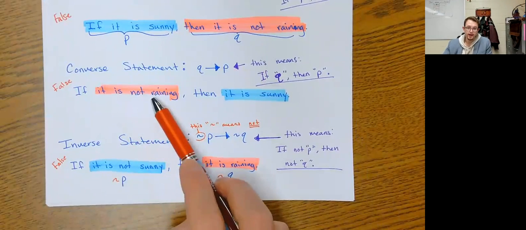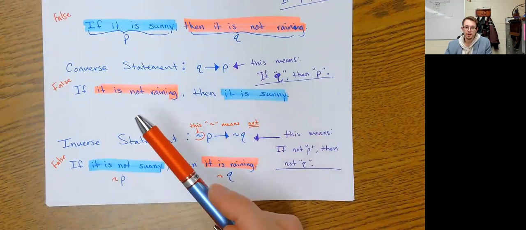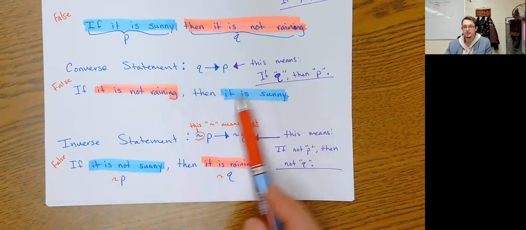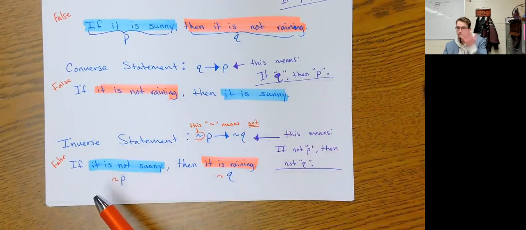If it is not raining, then it is not sunny. Well, it can not be raining at nighttime, or then it is sunny. Just because it's not raining doesn't necessarily mean it's sunny outside. It could be cloudy, just not raining. Overcast, right?